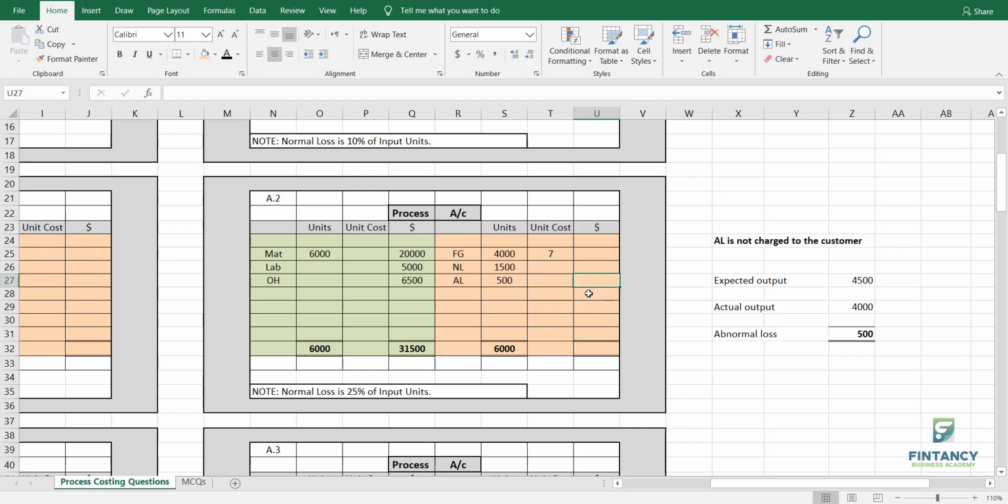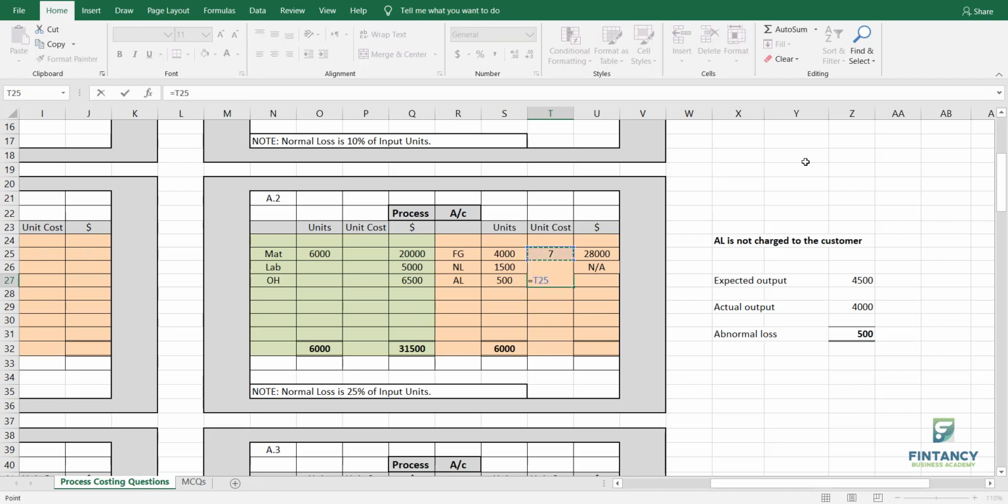Okay, so this is very simple. Remember how to calculate it: this is the multiplication of this and this, right? Again, remember, for normal loss this is not applicable. There is no cost for normal loss because we charge it to the customer. But for abnormal loss, there is a cost. How much? The same cost, which is this.